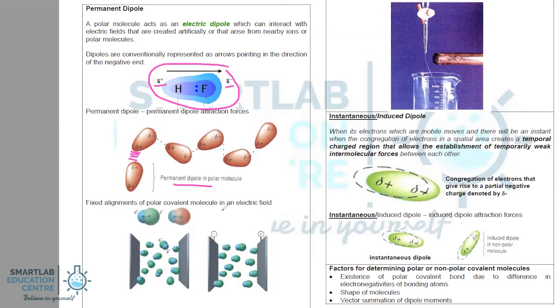And for polar covalent molecules, if we put them in a specific electric field, for example between parallel plates where this plate is positive and this plate is negative, you'll find that all the fluorine atoms, which are delta minus, will be oriented in a specific direction, with the fluorine atom facing towards the positively charged plate. Finally, polar covalent molecules could also be deflected by the presence of a charged rod.